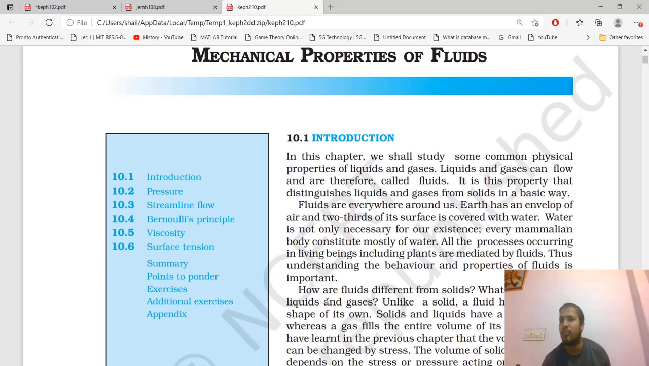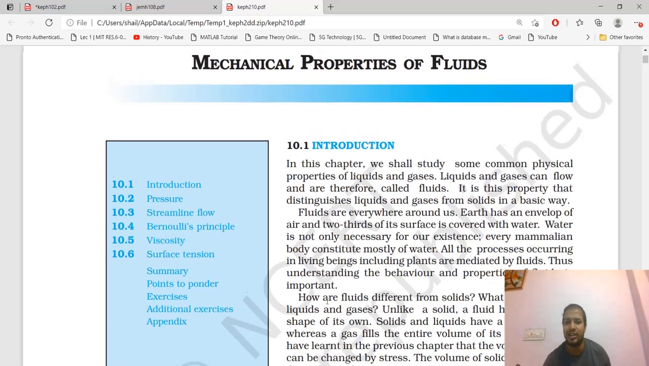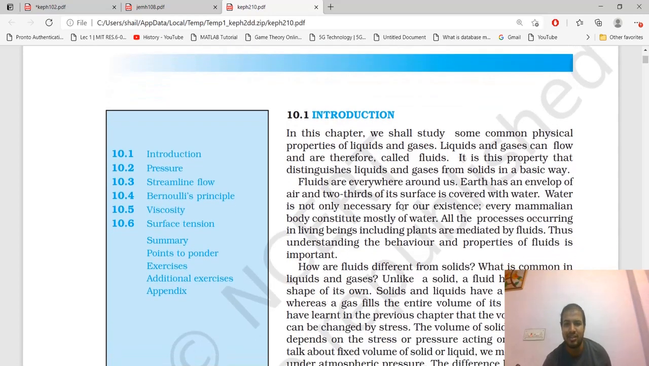How does a submarine operate? How does a ship operate? And without wasting any time, let's get into it. In this chapter we shall study some common physical properties of liquids and gases. Liquids and gases can flow and are therefore called fluids. It is this property that distinguishes liquids and gases from solids in a basic way.